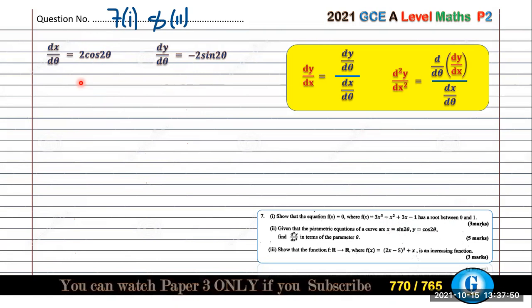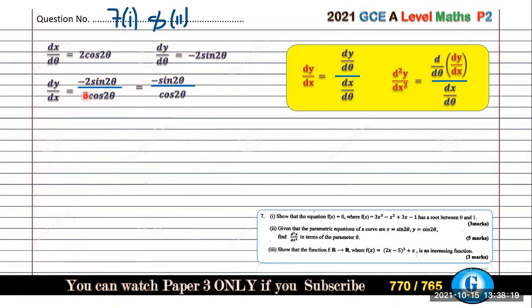Now let us look for dy/dx. According to this formula, you need dy/dx before you can differentiate it. So dy/dx will be equal to dy/d theta on dx/d theta. That gives us minus 2 sine 2 theta on 2 cos 2 theta, which is equal to minus sine 2 theta on cos 2 theta. You can write tan 2 theta, right? But I don't want to write it because I want to use the quotient rule. I want to leave it like this so I can use the quotient rule here.